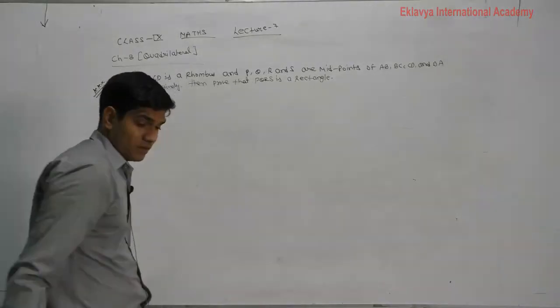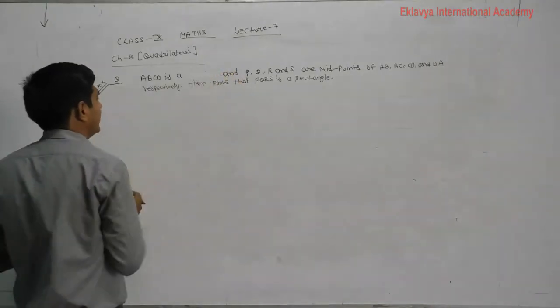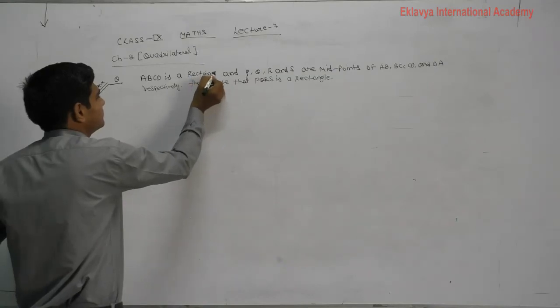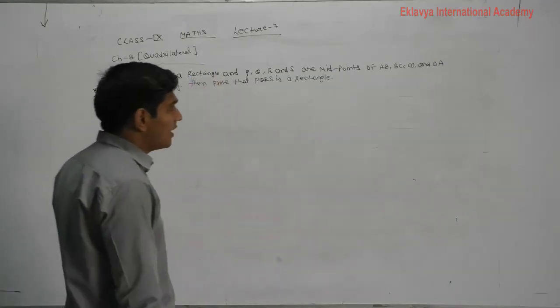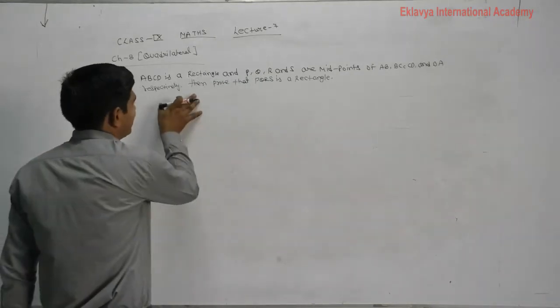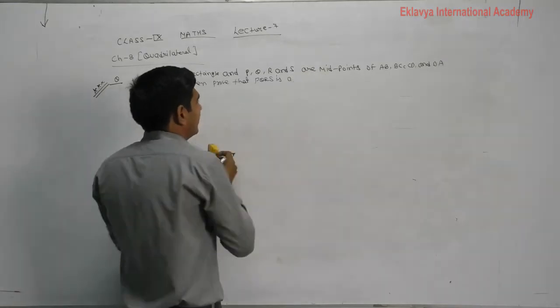Question is: ABCD is a rectangle. P, Q, R, S are midpoints of AB, BC, CD, DA respectively. Then prove that PQRS is a rhombus.